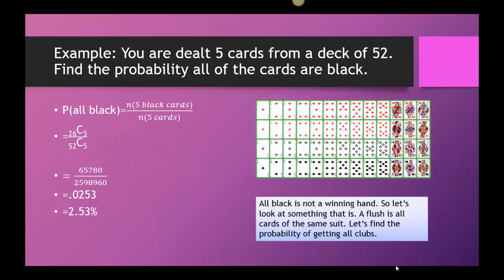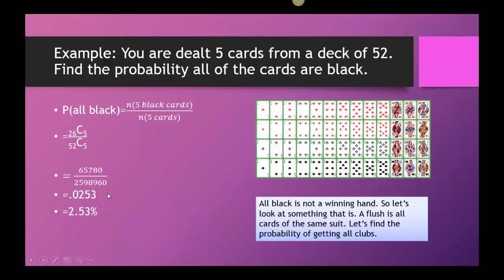All right, so let's go back to the question I asked you. Let's find the probability that we get all black cards. All right, so I need to know how many ways could I get all black, and then how many ways could I just get 5 cards. So there were 26 cards that were black, and we're choosing 5 of them. There are 52 cards in the deck, and we're going to choose 5 of them. So 26 choose 5. This is 65,780. Sounds like a lot until I look at the denominator of how many ways could I just get 5 cards. This is 2,598,960. So these two together come out to be 0.0253 or 2.53%.